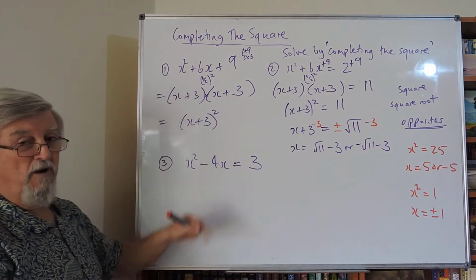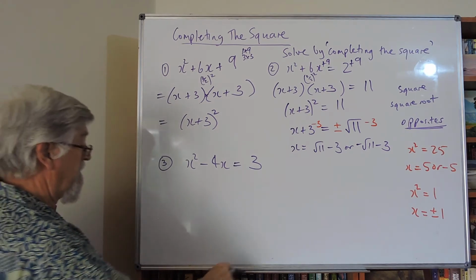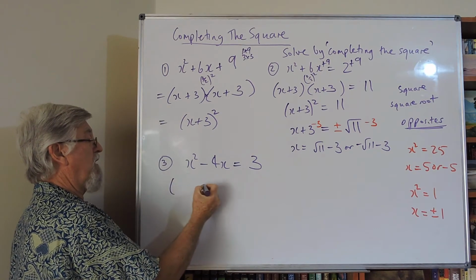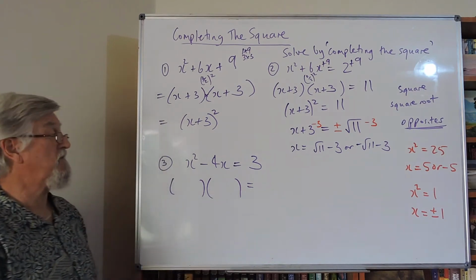Now we'll go through the same process here, just different numbers. See if I've got enough room to fit it in. Let's have a look at this. Okay, what do I do to this? I want two brackets. I don't need to write the 3 at this stage.